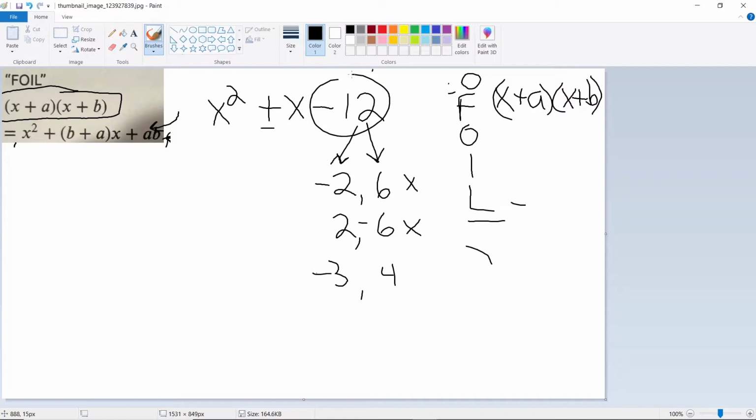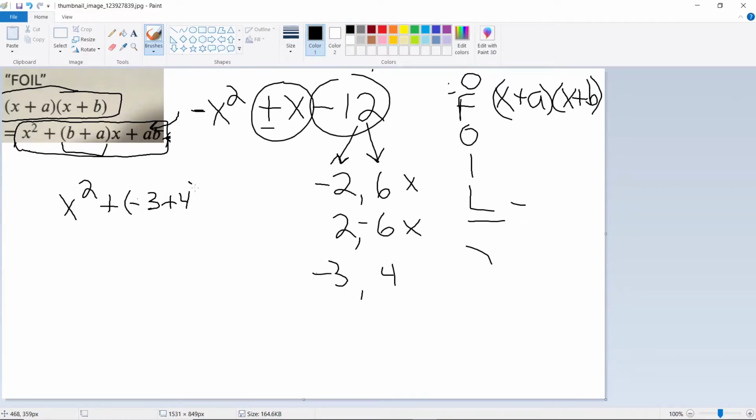And 4 plus negative 3, or 4 minus 3, is positive 1. So those work. Now, normally you wouldn't do this, but I'm just showing you on this one. I could rewrite this as x squared plus, if I keep it in this format where the second one is first, negative 3 plus 4x, and then plus, I want to put that one first, 4 times negative 3.